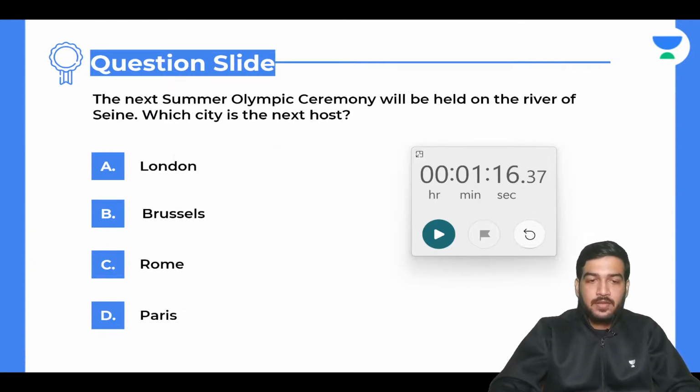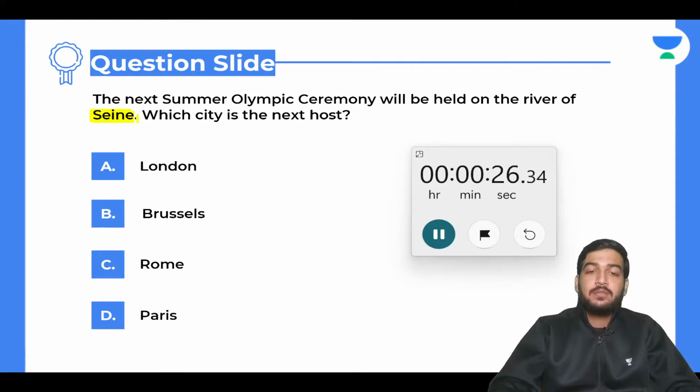Then, the next Summer Olympics ceremony will be held on the river Seine. Which city is the next host? If you heard the word Seine, which city is going to host the next Summer Olympics? Is it A. London, B. Brussels, C. Rome, D. Paris? The next Summer Olympics will happen in 2024. 2020 happened in Tokyo.